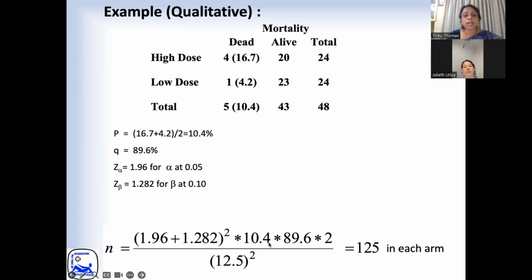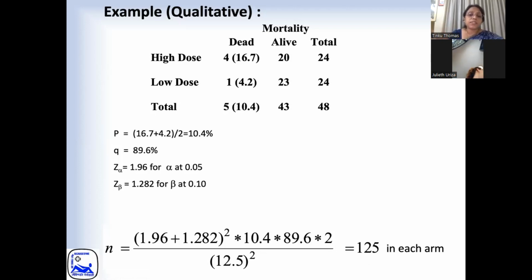What is the mortality in your setting? The next thing that you need is how much of a difference in mortality can you expect between the two groups? Now you see here, it is 12.5% mortality difference that you are expecting between the two groups. For that difference, what is the sample size that is required? It is 125 in each arm. So you have to examine 125 people who will be given the high dose and 125 people who will be given the low dose to observe a 12.5% difference in mortality and state that to be statistically significant.